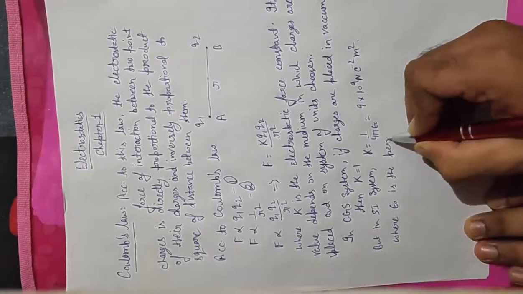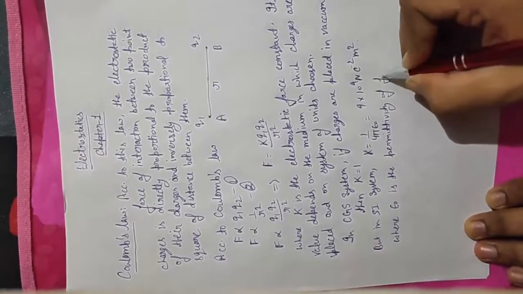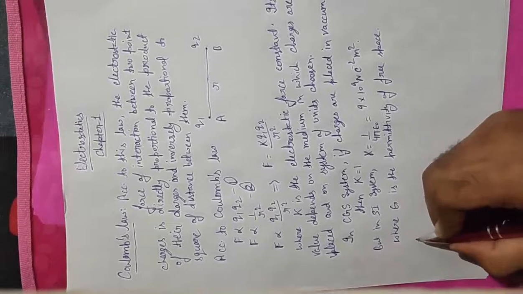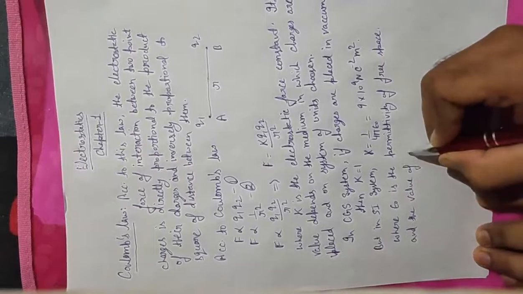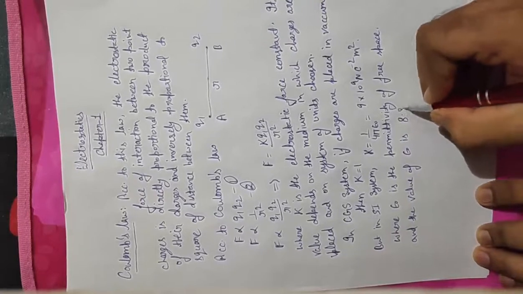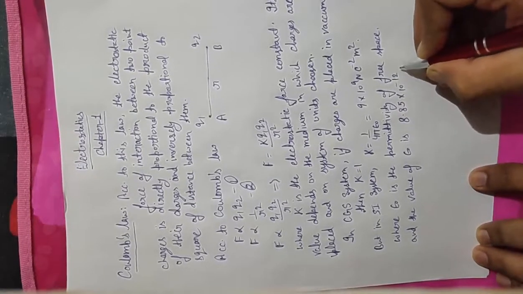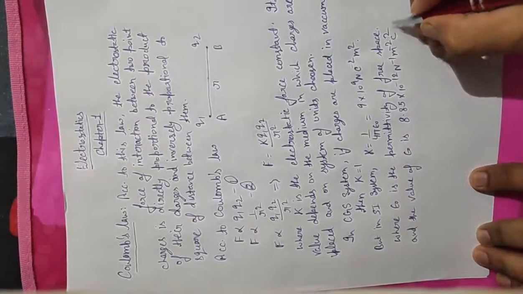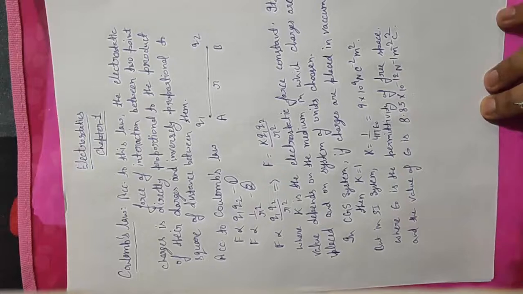The value of epsilon naught is 8.85 into 10 to the power -12 Newton inverse meter inverse square Coulomb square. This is the value of epsilon naught, that is permittivity of free space.